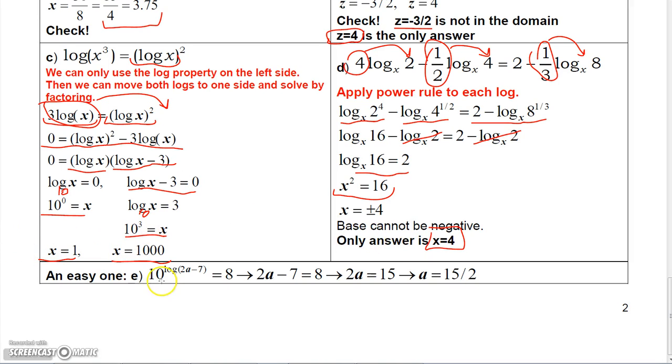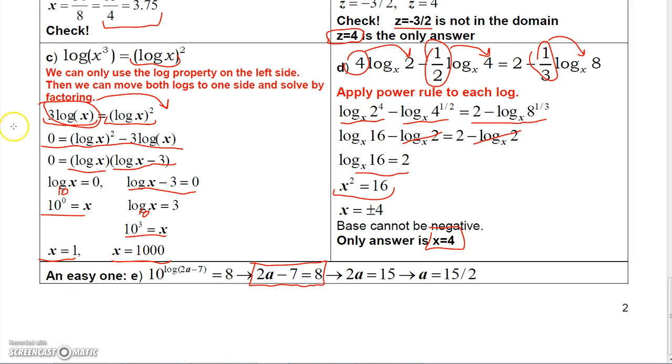And then there's one more problem down here, and this one can be a little tricky. But really on this one, when you say 10 to the common log of 2a minus 7, well, that's just 2a minus 7. So really, that equation is just simply solving 2a minus 7 equals 8. And then when you solve that, you get a equals 15 halves.